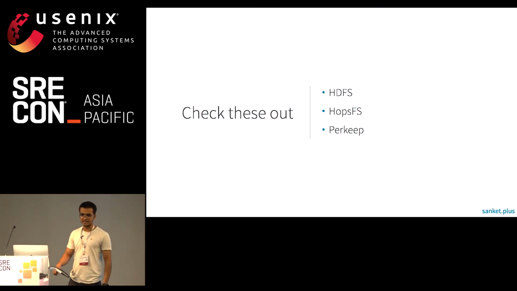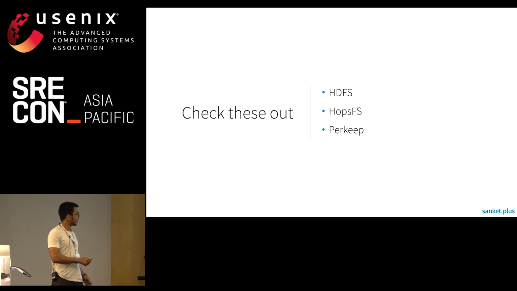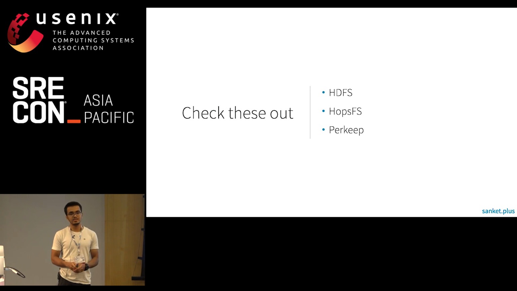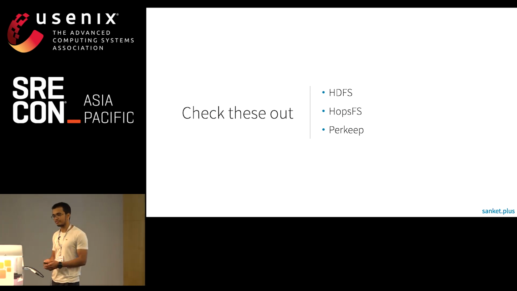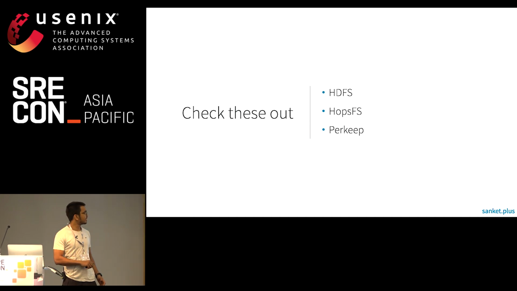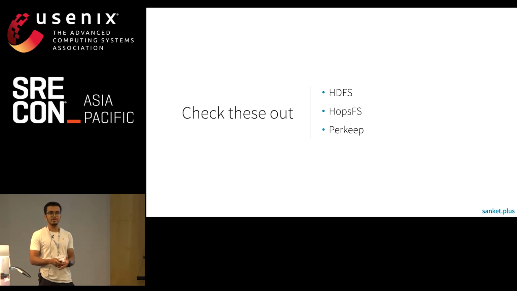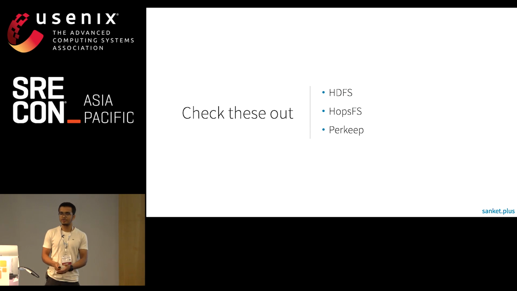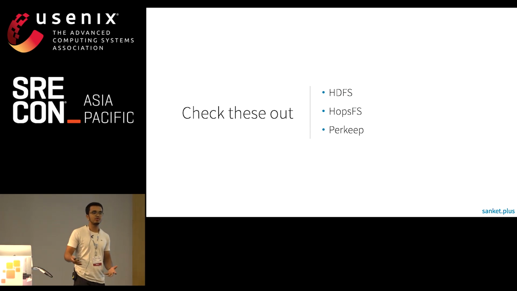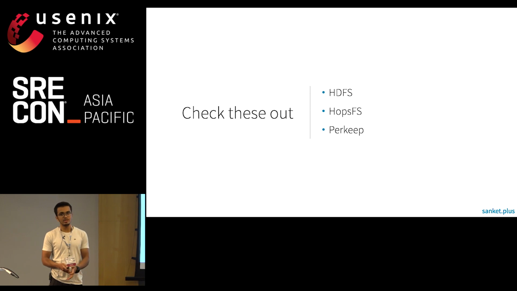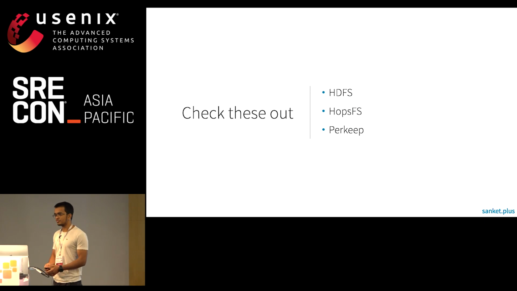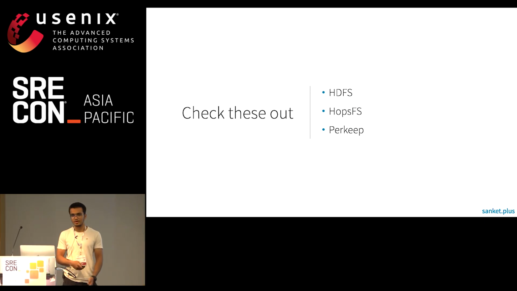But these are some of the existing file systems that the world uses. The most widely used or the most famous one being HDFS, that is Hadoop's distributed file system. There's also HopsFS that was created at Spotify. That's a bit of modification on HDFS. We'll see what they do differently. And there's also Perkeep. What Perkeep does is it's a storage for your personal data. It can be replicated across storage providers like Google Drive, S3, Azure Cloud Storage. So these are some of the distributed file systems that are out there that you can check out.